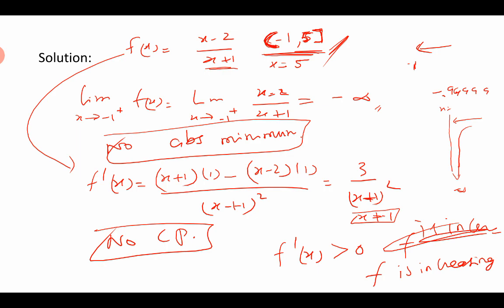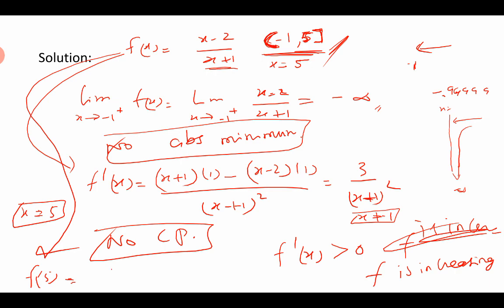So what is the function value at 5? F of 5. Because x can take only one value, no lower limit, no critical point. So upper limit is 5. F of 5, original value of the function at 5. 5 minus 2 divided by 5 plus 1, which is 3 over 6, which is 1 by 2. So you get absolute maximum 1 by 2 at x is equal to 5. That's the answer.